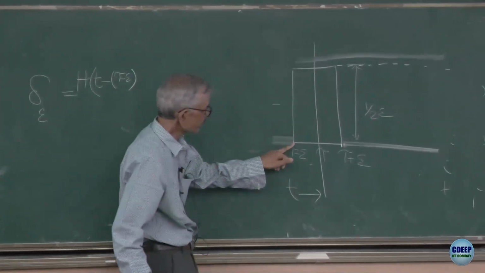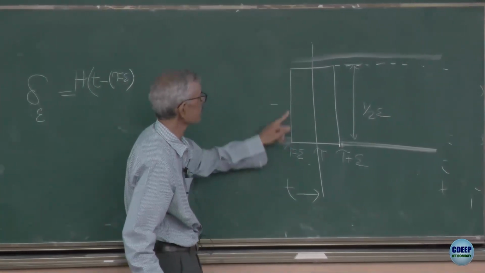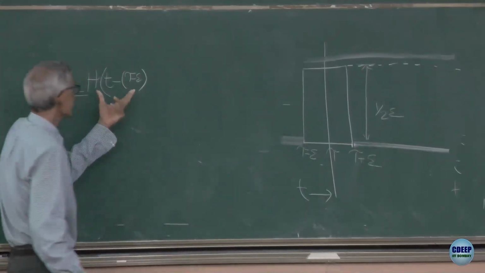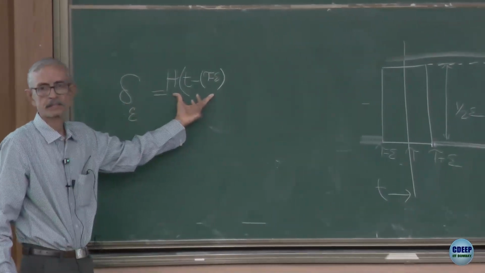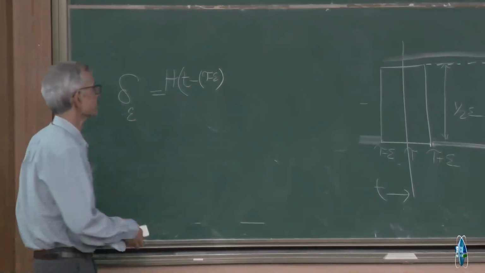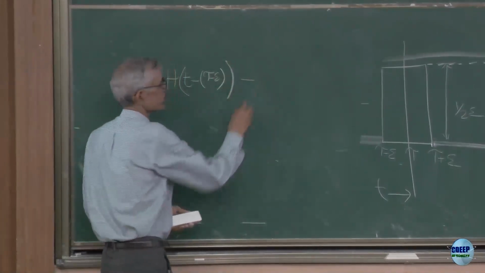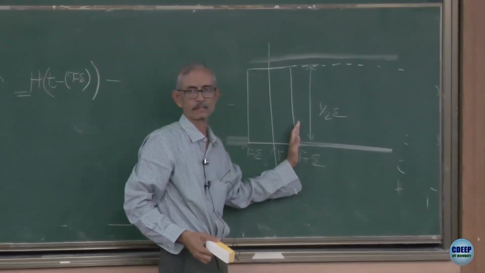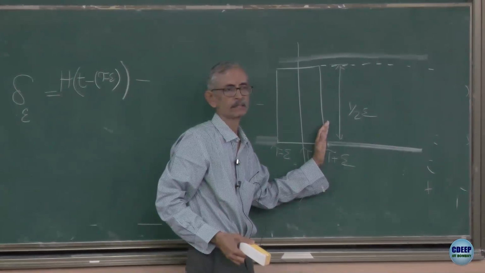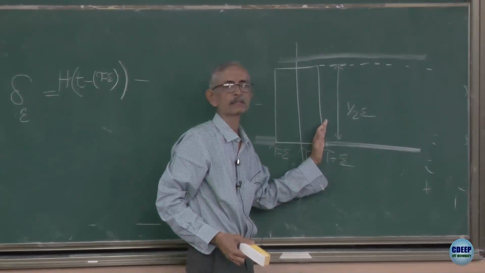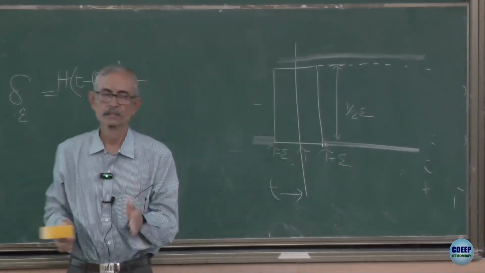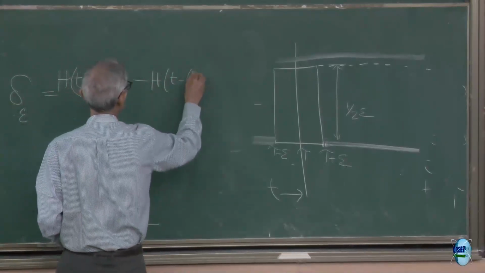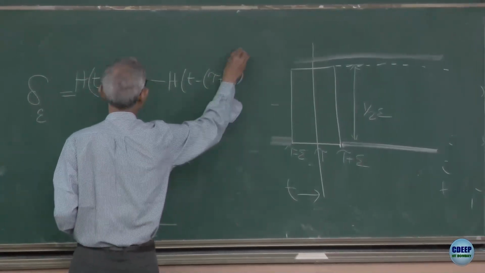Okay, so my Heaviside function starts at tau minus epsilon and stays 1 throughout. So that is h(t minus tau minus epsilon), minus a Heaviside function that starts from here. What would that be? h(t minus tau plus epsilon). So this would be minus h(t minus tau plus epsilon).